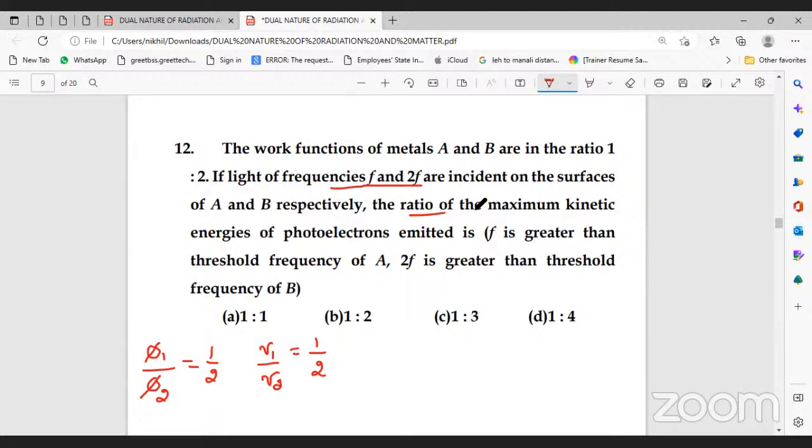Now they are expecting to find the ratio of kinetic energies, the maximum kinetic energy of the photoelectrons emitted. Can you tell me what is the kinetic energy for the first material divided by the kinetic energy of the second material? So E1 minus phi1 divided by E2 minus phi2. Yes, correct.